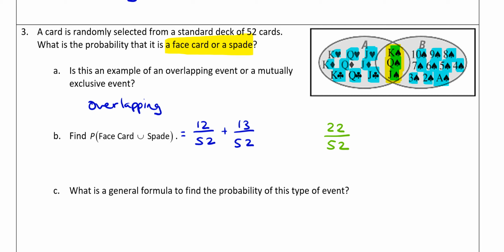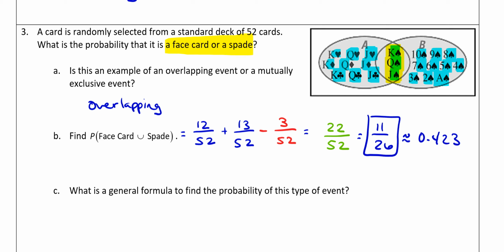So we have to subtract those 3 cards that I counted twice, because I can only count them once. When I do this, I end up with 25 minus 3, which is 22 out of 52. That is where we have to be careful when things overlap. If they share a common outcome, we have to deduct it because it gets counted twice. If we reduce this down, we have 11 over 26, which is about 0.423. Decimal or fraction is fine.